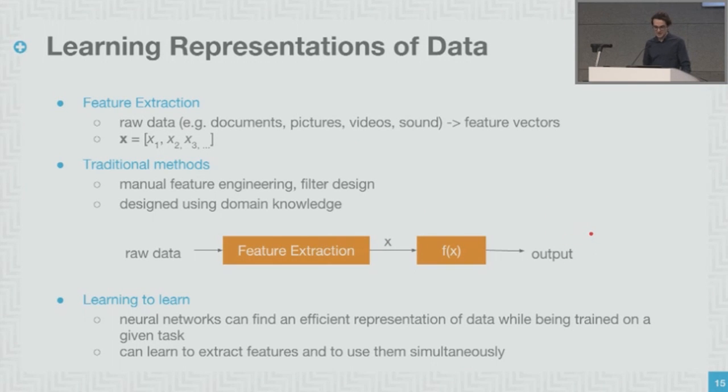With neural networks, we can find an efficient representation of data while being trained on given tasks, and we don't need any kind of manual engineering to extract those features. Everything is learned from data. So in a sense, it's learning to learn. And it can learn to extract these features and to use them simultaneously during training.